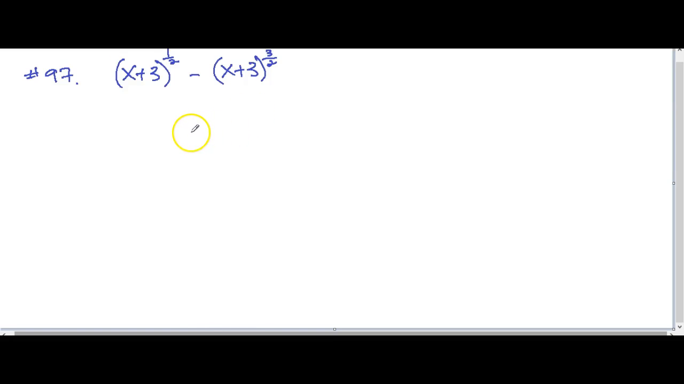So here's question number 97 from the exercises in P6, and we need to factor this expression that has fractional exponents. And the first thing we always do is find the greatest common factor, which in this case is our x plus 3. And then the exponent we choose is always going to be the smallest, which in this case 1/2 is smaller than 3 over 2. So 1 over 2 is smaller than 3 over 2, so our greatest common factor is going to be x plus 3 all to the power of 1/2.